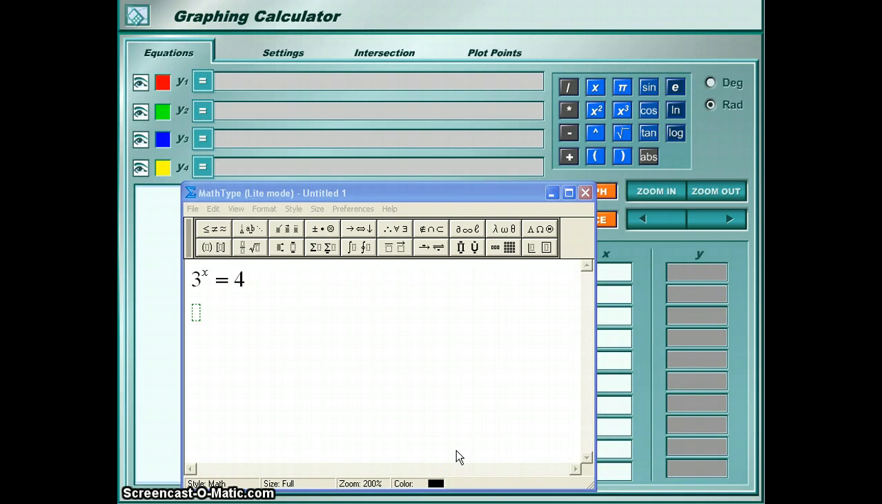Alright, one way of solving this equation is by the graphing method. And what we're going to do is the following. We're going to take each side of this equation and we're going to graph it. In other words, I'm going to make an equation y equals 3 to the x power, and I'm going to place it in this graphing calculator on y1. And then my second equation is going to be y equals 4, which I'm going to place on this graphing calculator on y2. So let's do that.